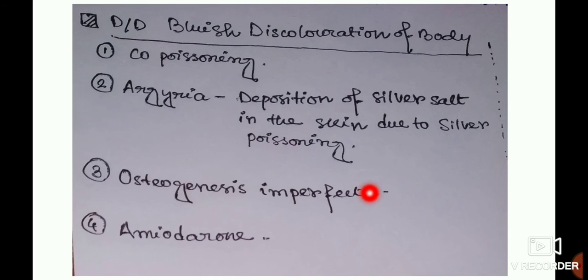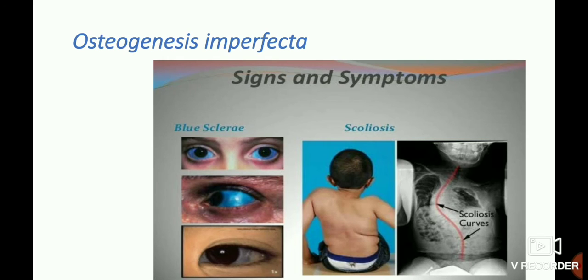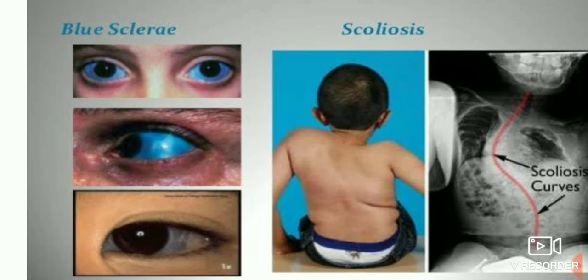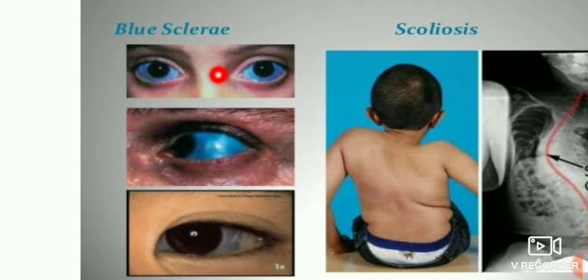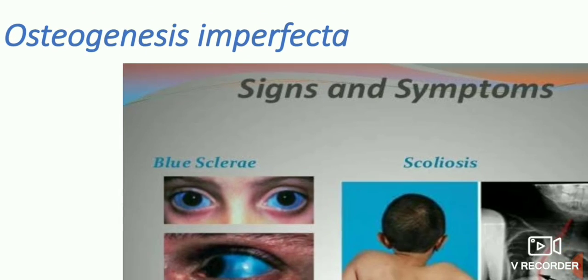Here is the deposition of the silver that will mimic cyanosis. In case of osteogenesis imperfecta, you will get bluish discoloration at the sclera, not in the whole body. Why? See, in osteogenesis imperfecta, what happens? There is deformity in the formation of the bones. There are these scoliosis curves, you can see here in the vertebral column. But bluish discoloration of the sclera is also seen in osteogenesis imperfecta.